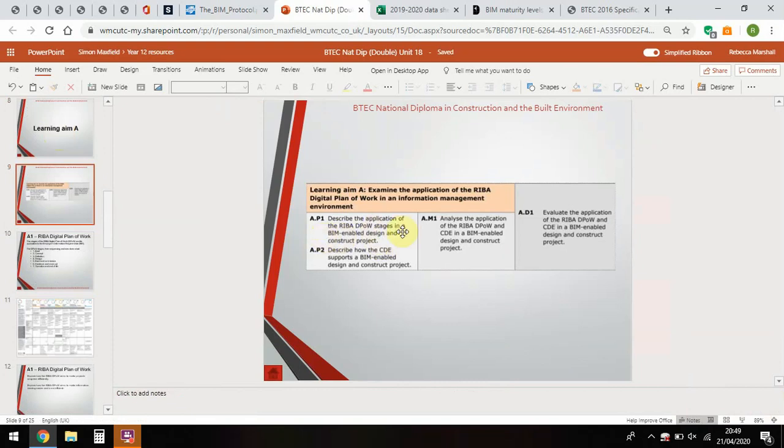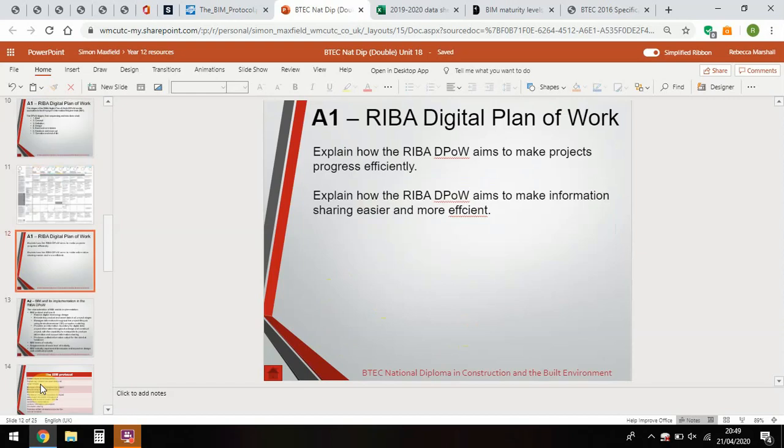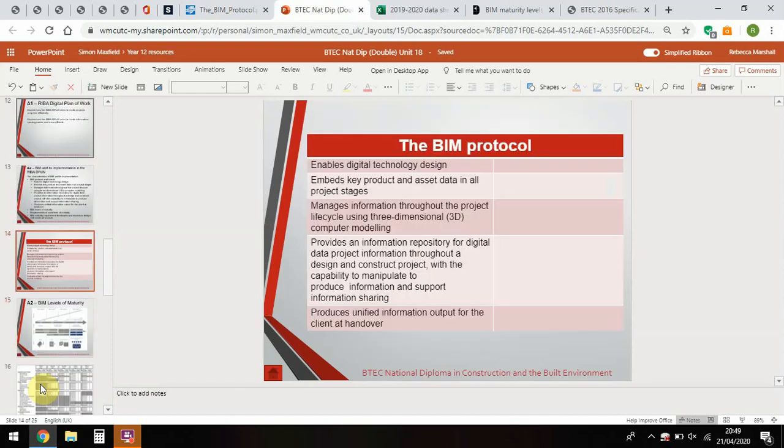okay, it talks about describe the application of the RIBA decal stages in a BIM-enabled design and construct project, and describe how the CDE supports a BIM-enabled design and construct project. Although that part there doesn't say BIM protocol specifically, you will be asked to apply that in there because the BIM protocol pushes you towards the stages of the decal to make it more efficient. So you are going to need to be referencing that BIM protocol in your assignment.